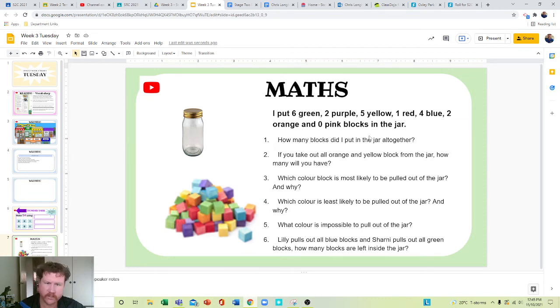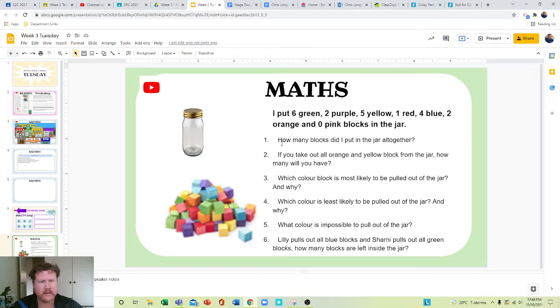Maths for today. I put 6 green, 2 purple, 5 yellow, 1 red, 4 blue, 2 orange, and no pink blocks in a jar.